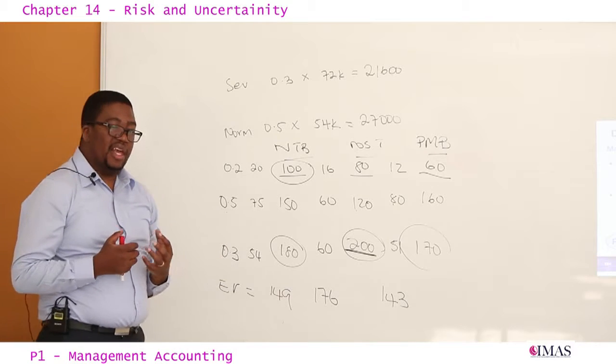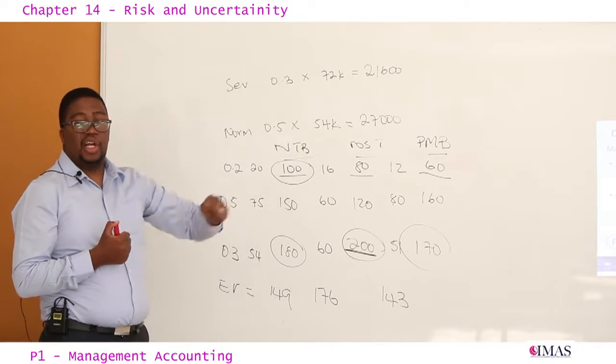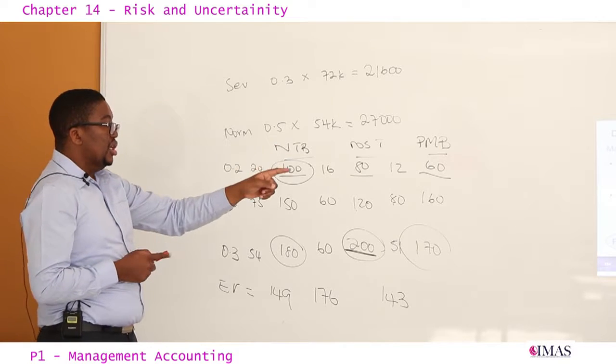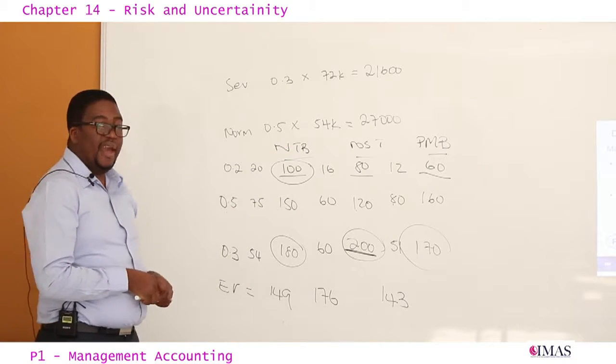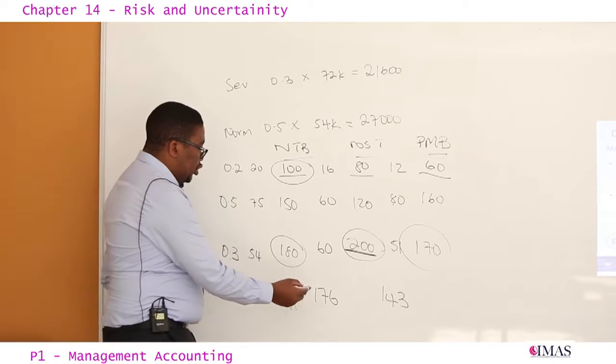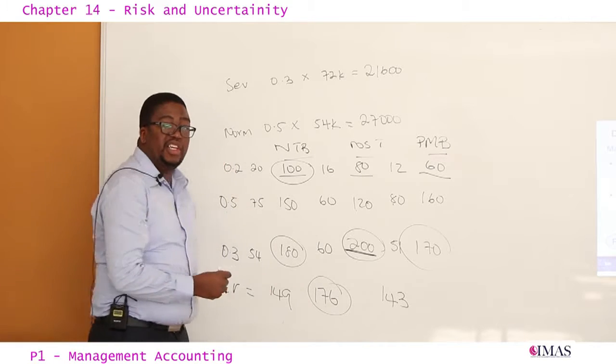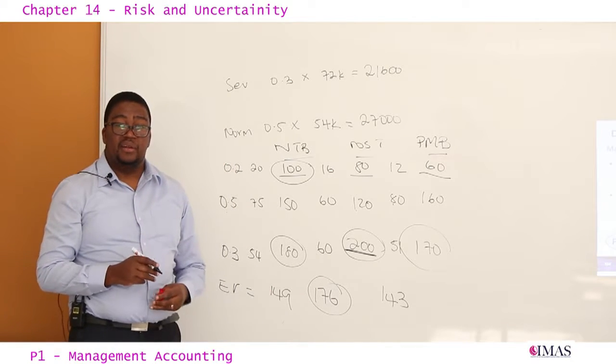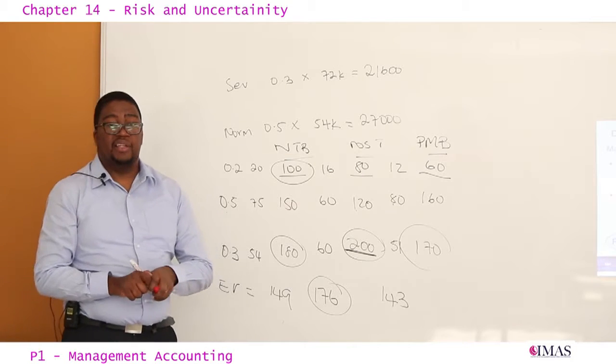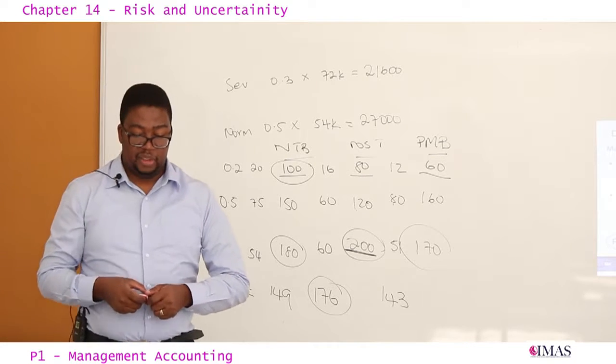Therefore, what are we saying then? The risk neutral person will choose the highest expected value, which means he's going to choose 176. That's what we are saying. That's very important to understand that part. Okay?